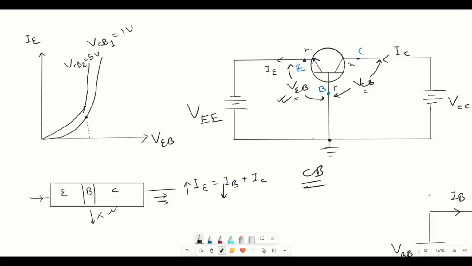So this should be coming like this. Sorry for the mistake. As we know the characteristics, the current should increase gradually, right?